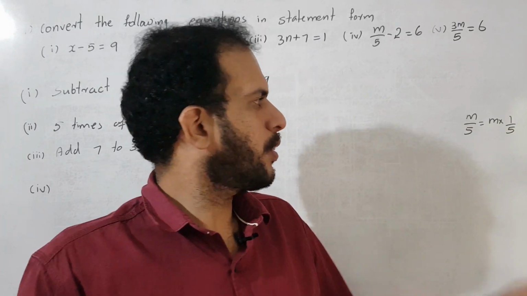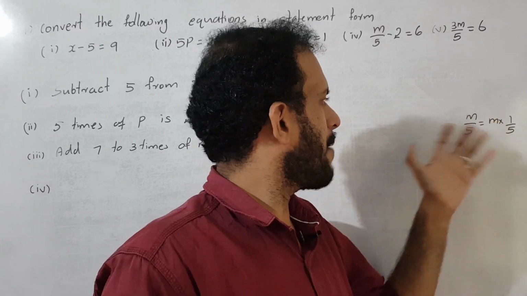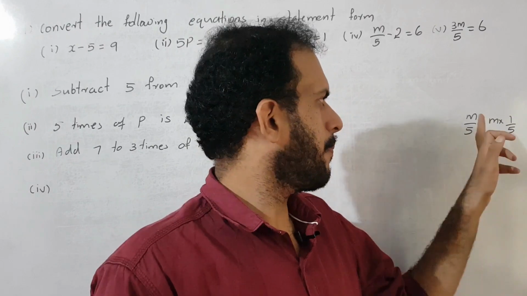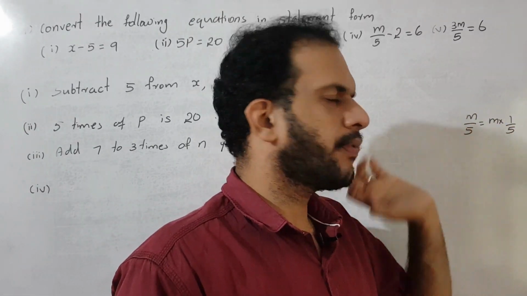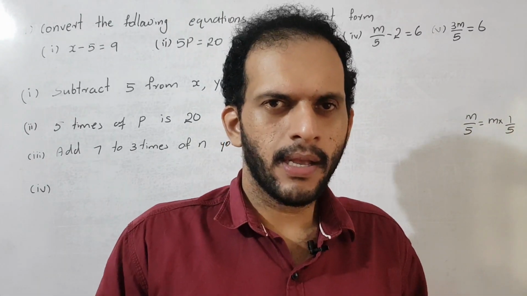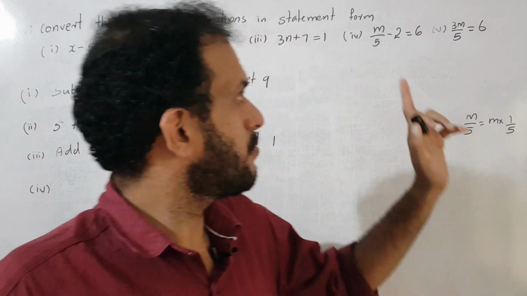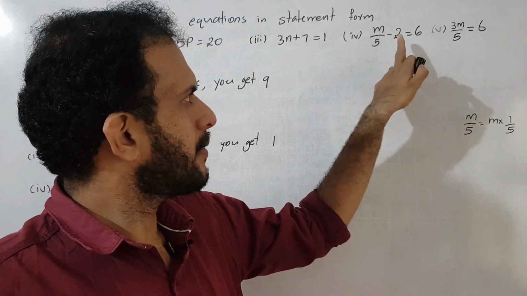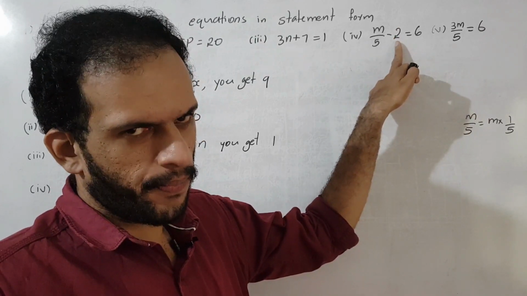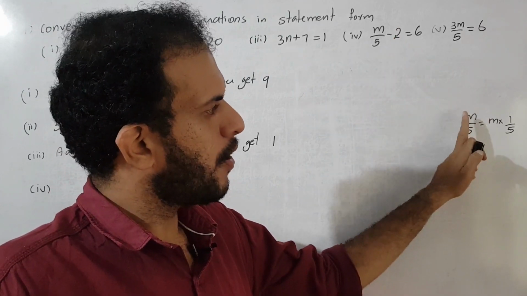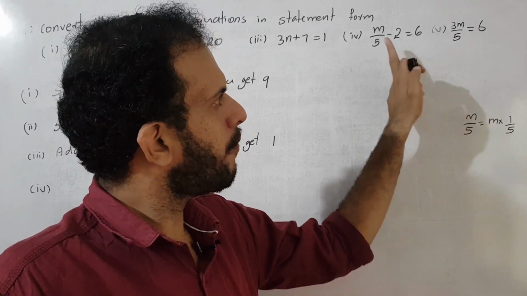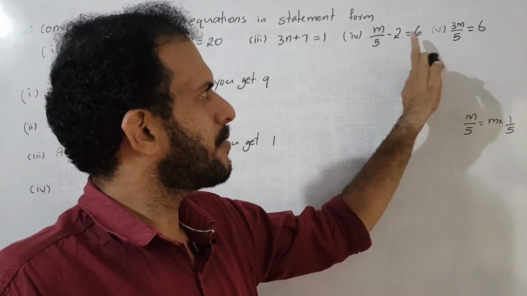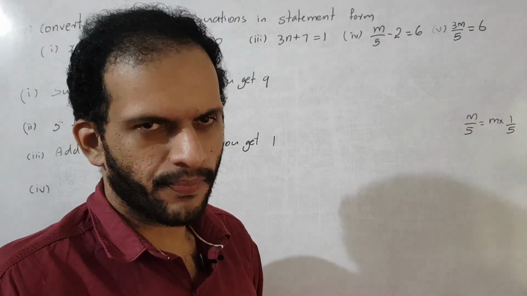1/5 m. How do we say m by 5? We read m by 5 as 1/5 of m. Correct? 1/5 of m. Okay, then how do we change this statement? We subtract 2 from 1/5 of m, and you get 6.